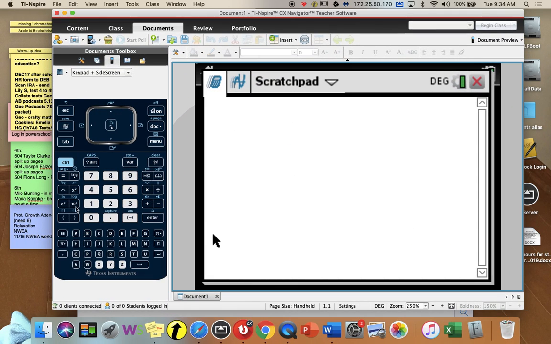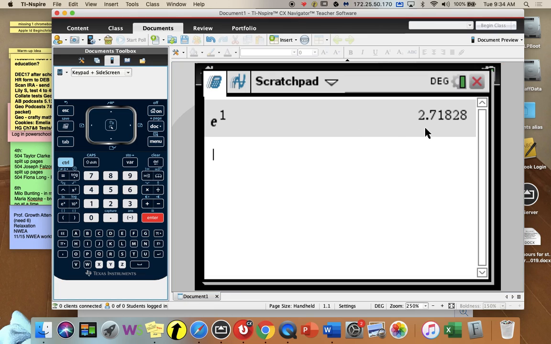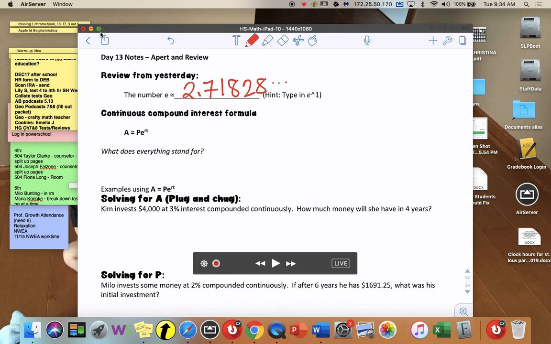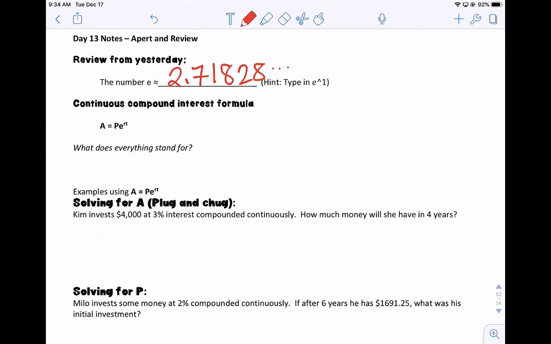To do that, here's the E button on the left-hand side, and then it'd be E to the first power. Okay, so E is an irrational number like pi, so what that means is it goes on forever. There's no repetition, there's no pattern there, but the first few numbers are 2.71828. So let's write that down. Dot, dot, dot.